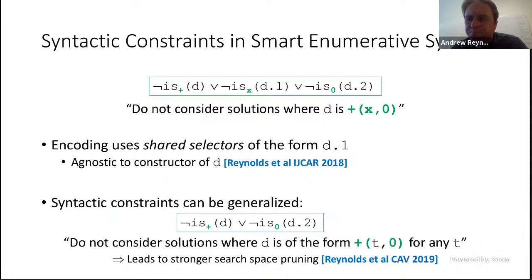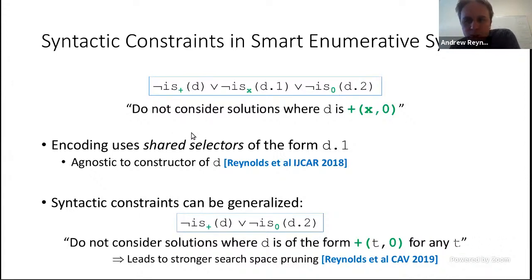Now looking closer at what a syntax constraint, or blocking constraint, is in this approach. The solver deals with clauses that look essentially like this, where the clause I'm showing at the top is saying: do not consider solutions where D is x plus 0. In detail, this is saying that either the top symbol of D is not plus, or the first child of D is not x, or the second child of D is not 0.